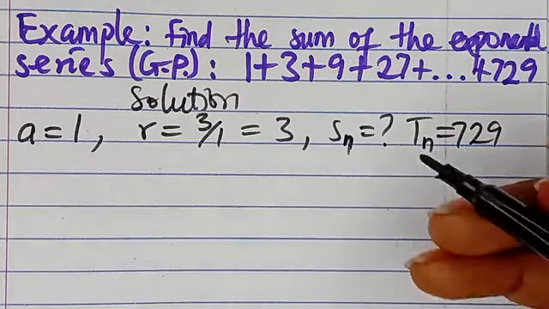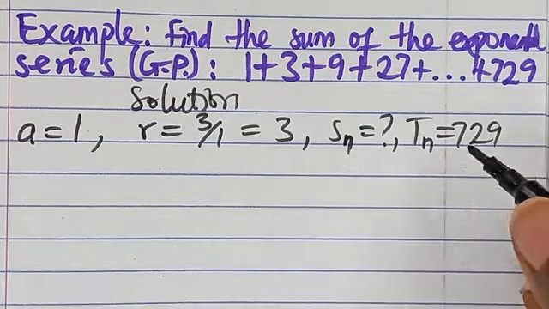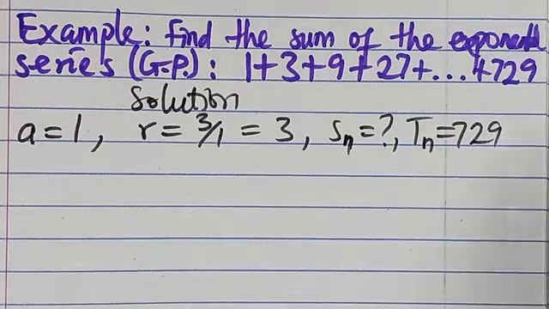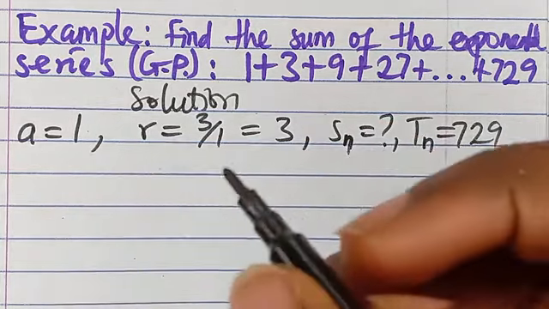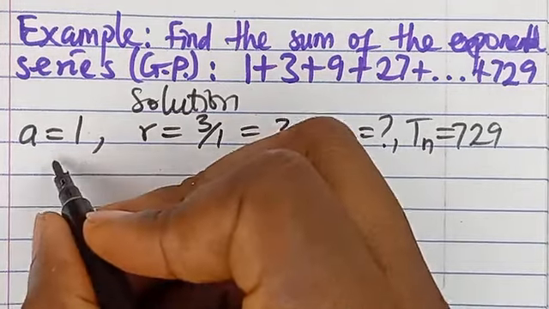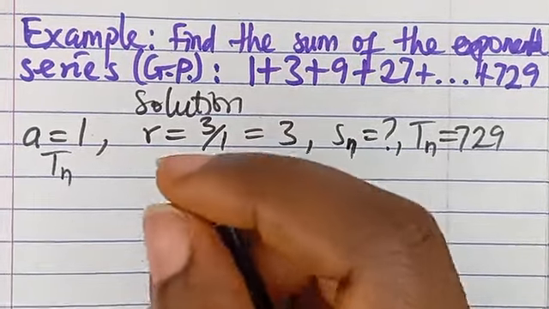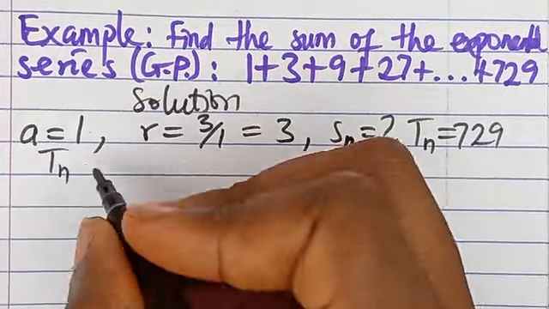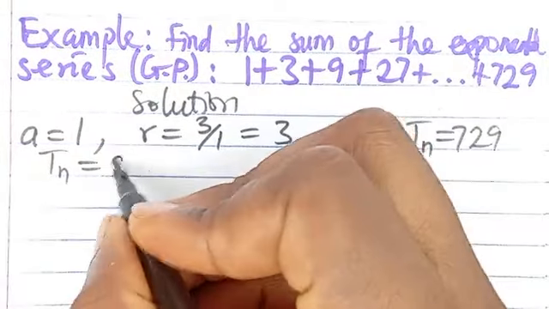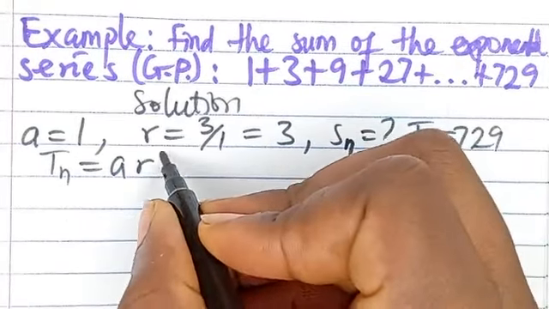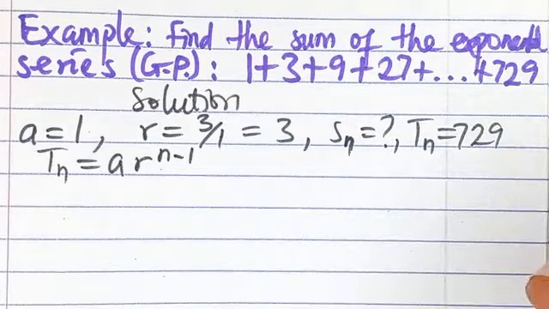Okay, so we are told to find the sum of the whole series. We don't know the number of terms. And how can we find that? We have to find that using the general formula for the nth term of a GP. So we have that the nth term of a GP is equal to a r to the power of n minus 1.